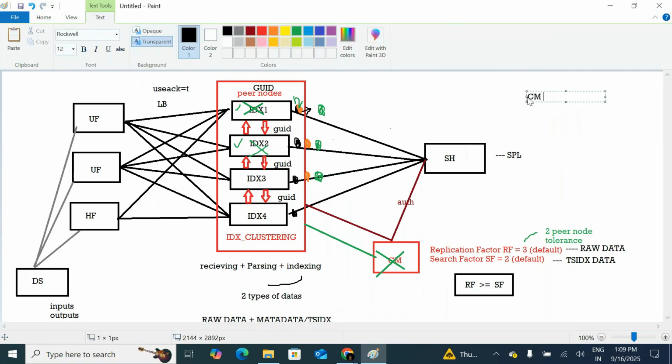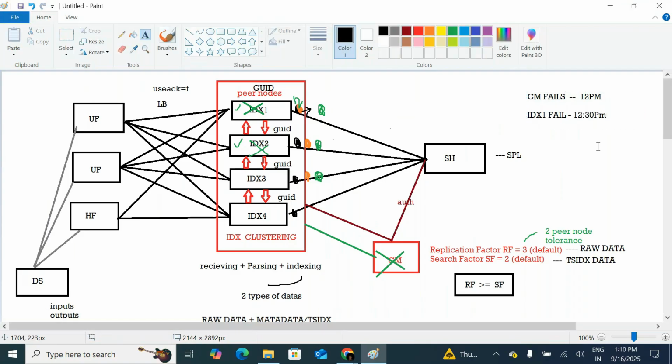CM fails at 12 p.m. In that case, the points below will all be repeated. Now, CM has failed and is still down, and then IDX1 got failed at 12:30. Got my point, sir? At 12 p.m. CM fails. After 30 minutes, IDX1 got failed.